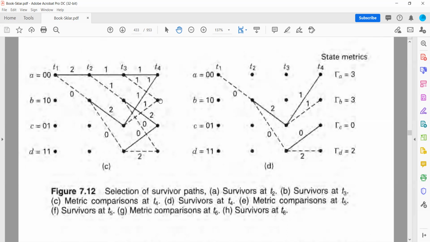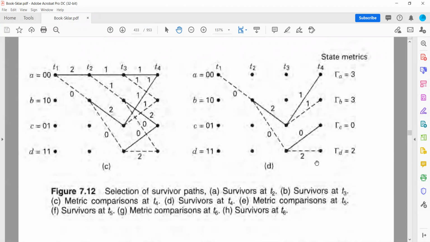Look at this node. At this node, 2 paths are entering. One is 2 plus 1 again 4. The other path is this 1 plus 2 and 0. So this path will survive. It is 3. The other path will be rejected. Look at this point. At this point, again 2 paths are entering. This branch metric is 2 plus 1 plus 2, 5. And this branch metric is 0, 0 and 0. So state metric 0 survives and this path survives. The other path is rejected.